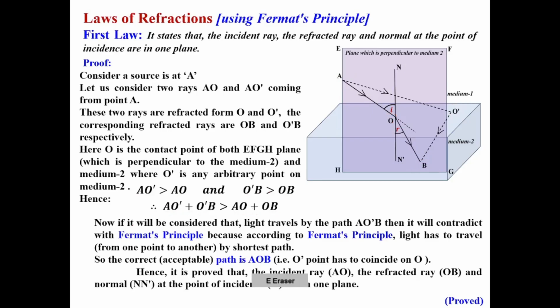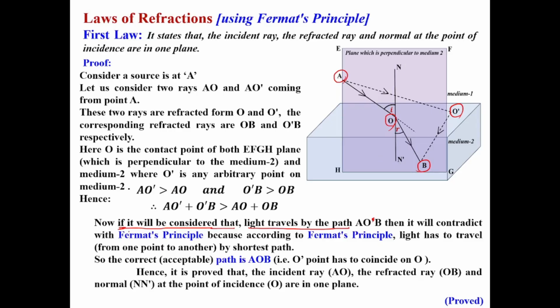Okay, now if we consider that light travels by the path AO dash B instead of AOB, that means light will travel a larger distance, right, which contradicts Fermat's principle.